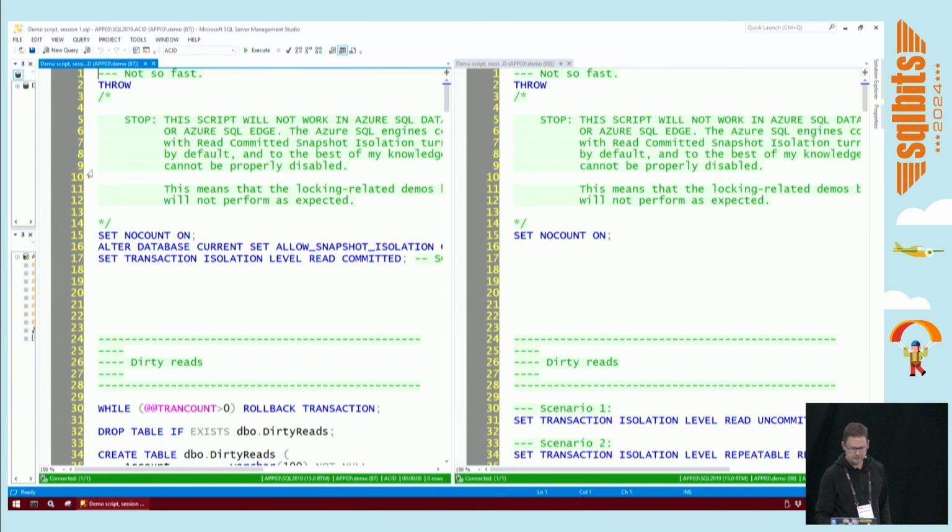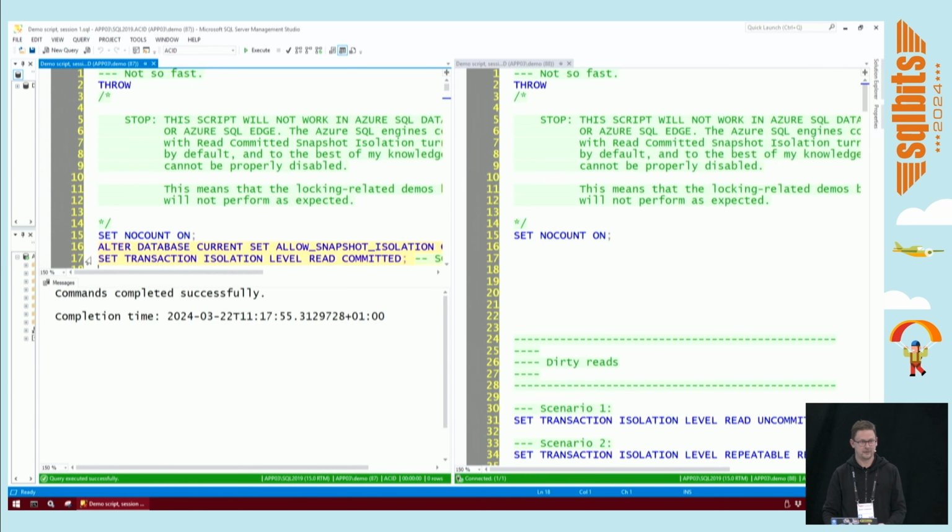Demo time. Can you all see the screen? Is it big enough? Take that as a yes.